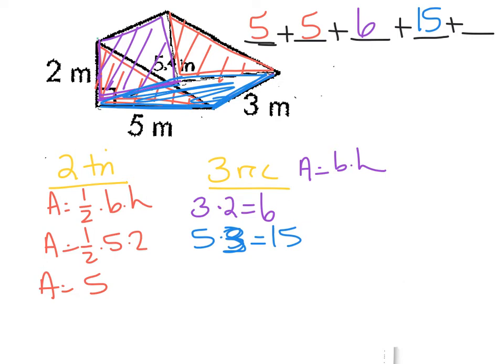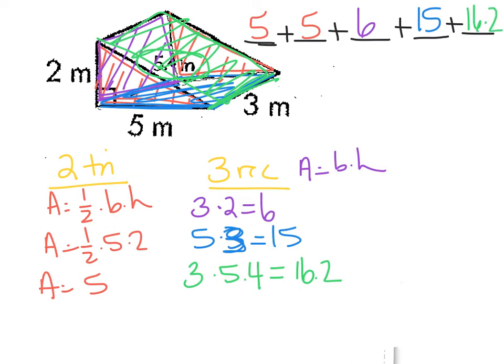And then finally, this rectangle that kind of slants down the front here, the base is 3, and the height is, and I made my picture too messy. I think that says 5.4. So we're going to do 3 times 5.4, which gives us 16.2. So then to finish this, we're just going to add the 5 sides up. So 5 plus 5 plus 6 plus 15 plus 16.2. And when you do that, you end up with 47.2, and this is going to be meters squared for the surface area.